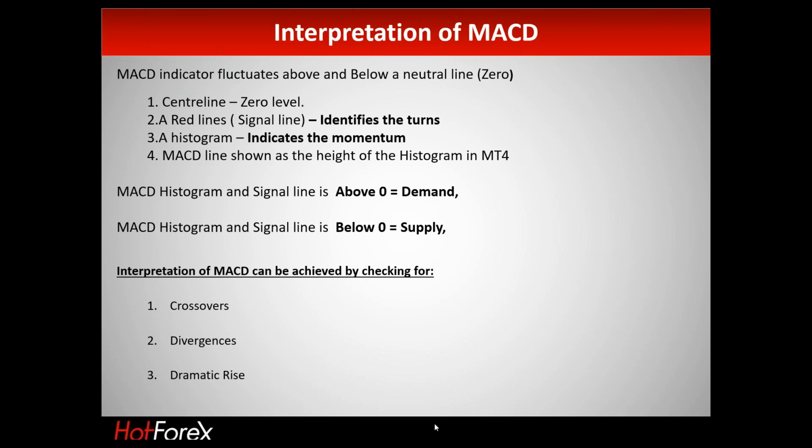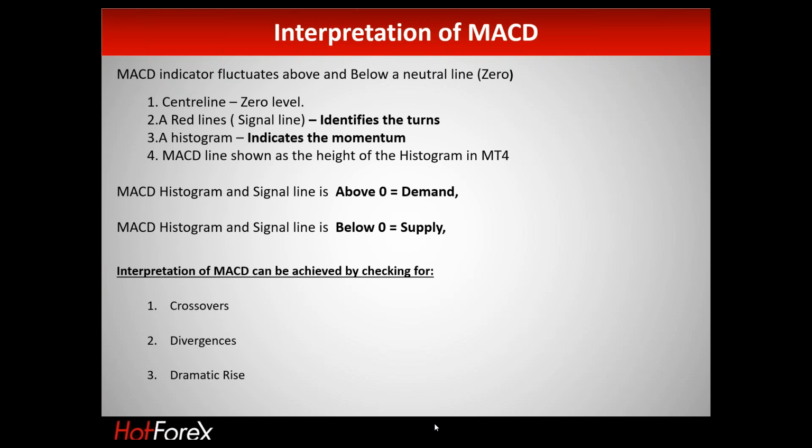So MACD, how can we interpret MACD? As we said, we have this setup: the central line, which is the 0 level, the signal line, and the histogram. With the histogram, based on its height in the MT4, we can identify the momentum. So if the MACD histogram and the signal line are above 0, what that means is that we have demand in the market. That's, let's say, some kind of a buying signal.